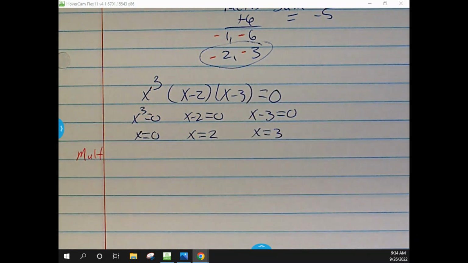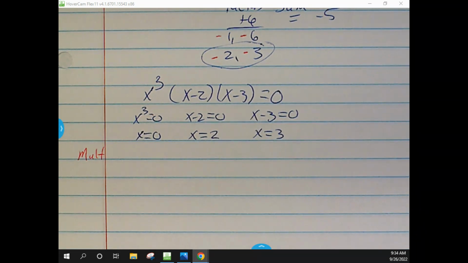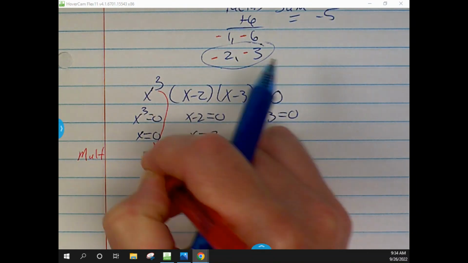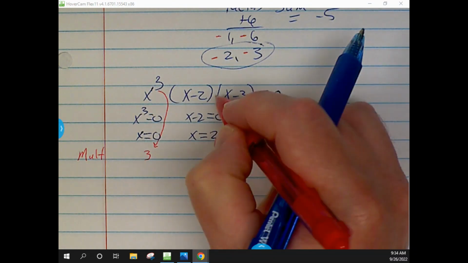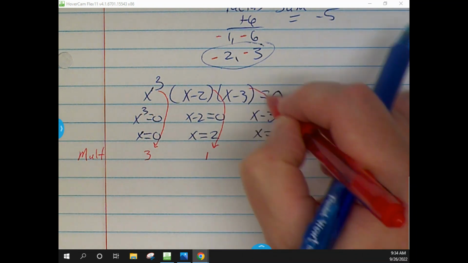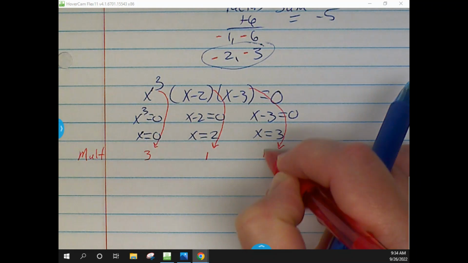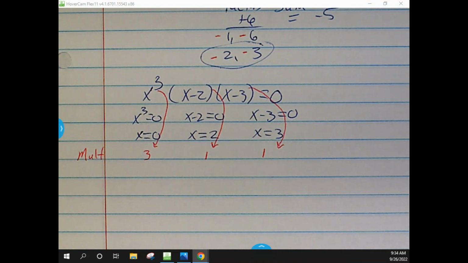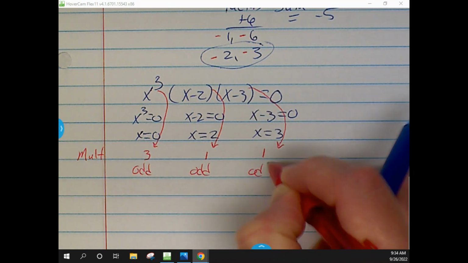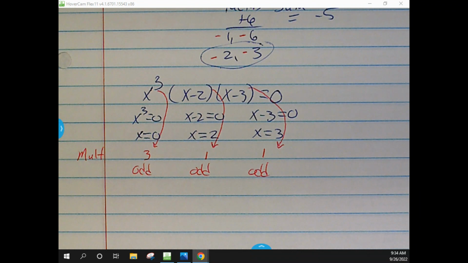Okay. Now, whether we do this with synthetic division or whether we do it with factoring, when you get to the end, you want to look at the multiplicity of each solution that you have here. So for this one, the multiplicity is 3. This one, the multiplicity is 1. And this one, multiplicity would also be 1. Again, with multiplicity, it's more important to know if it's even or odd. In this case, they are all odd powers, odd multiplicity.